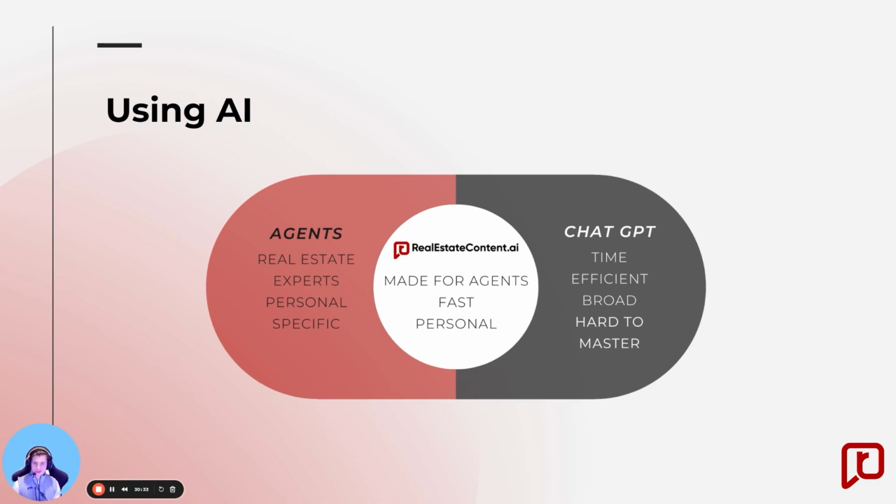So we kind of took those two aspects and we said, how can we make a product for real estate agents that has the power of ChatGPT, but the expertise of real estate agents? And that's where we developed a product called realestatecontent.ai.